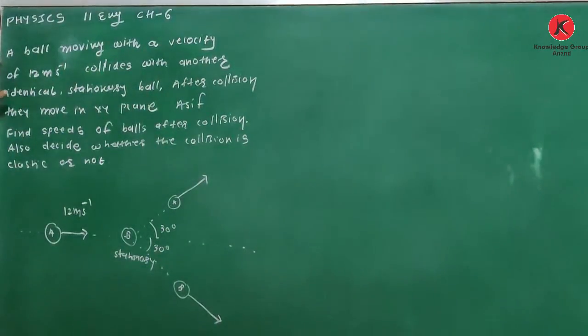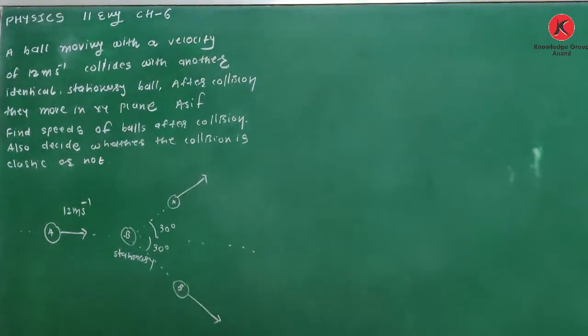A ball moving with a velocity of 12 meter per second collides with another identical stationary ball. After collision, they move in the xy plane as shown in the figure. Find the speeds of the balls after collision. Also decide whether the collision is elastic or not. You are given this figure, and you have to find the speeds of the balls after collision.